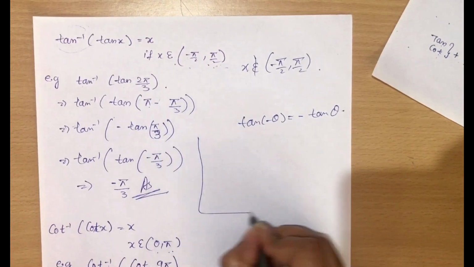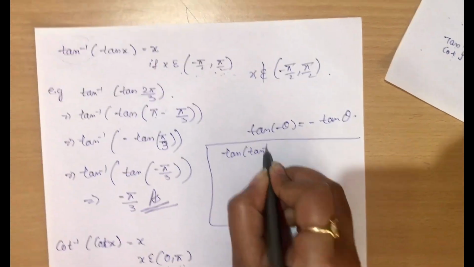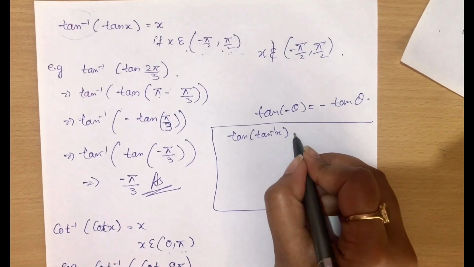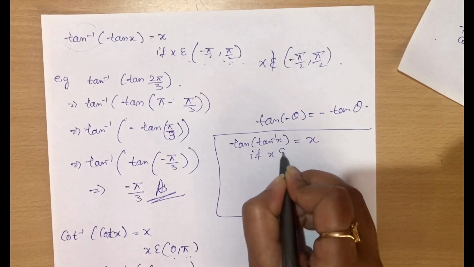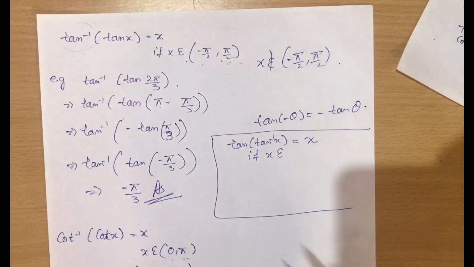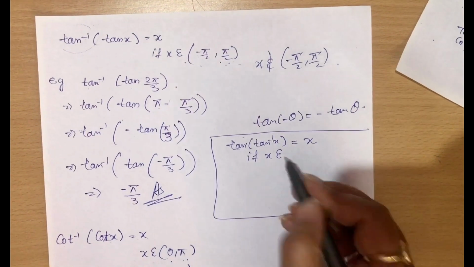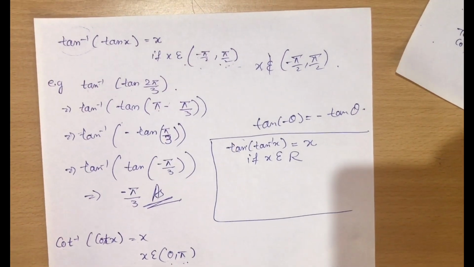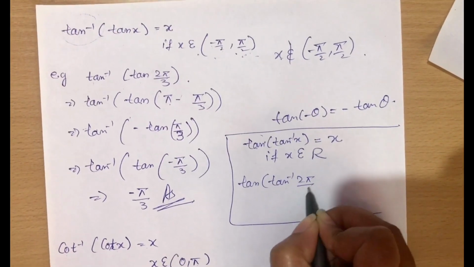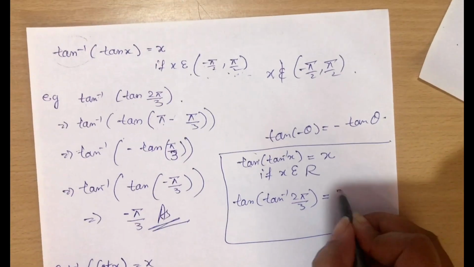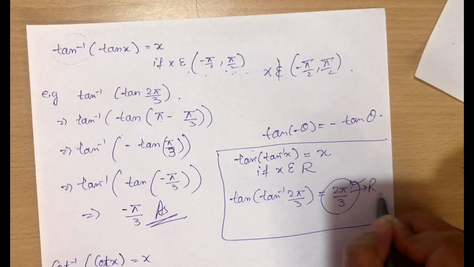For example students, if you have tan of tan inverse of x, can we write this is equal to x? This is equal to x if this x belongs to what? This x belongs to the range of the trigonometric function tan, and the range of tan is what? All real numbers. For example, if you have tan of tan inverse 2 pi by 3, can we write this will equal 2 pi by 3? Yes, because this is a real number.